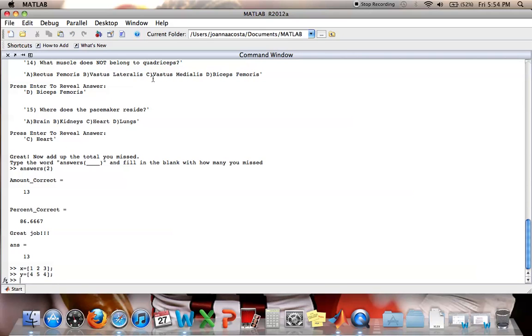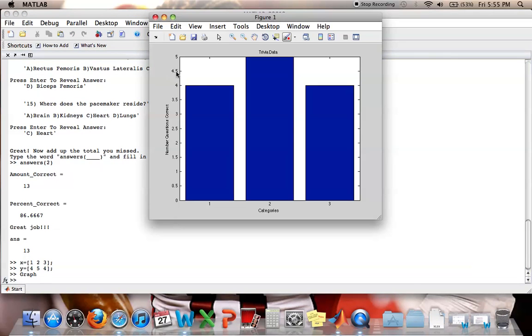So I have my x and y values, so I can just type in graph, and a graph will come up of my trivia data with the categories on the x-axis and the number of questions correct on the y-axis. So this is my Matlab project.